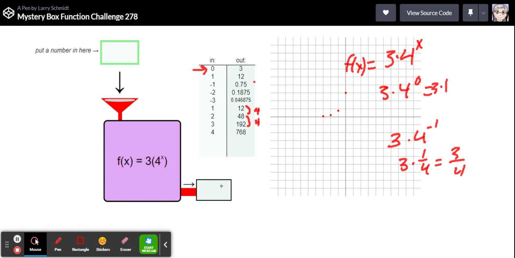Let's reveal. And there it is, 3 times 4 to the x, and we can graph that as well. And you got that typical exponential curve, very shallow, hugging that y-axis, x-axis, and then shooting up super fast.